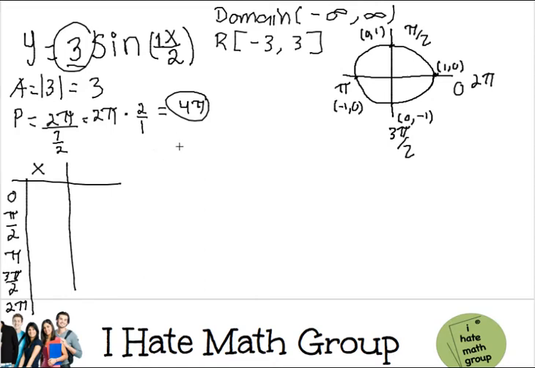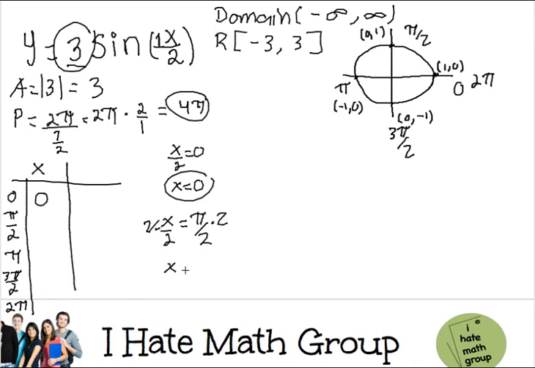So the second step is to do the following. Just do x over 2 equals 0. I multiply 2 on both sides and I get x equals 0. So this is going to be my value. X over 2 equals pi over 2, so I just multiply 2 on both sides and I get that x is equal to just pi. And then this is going to be pi.